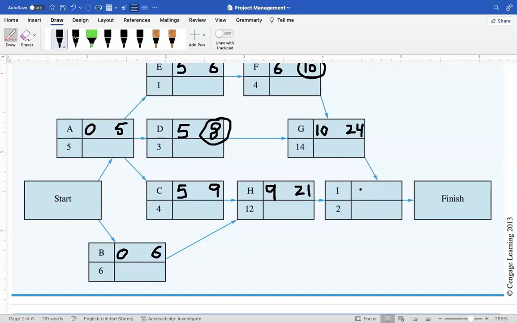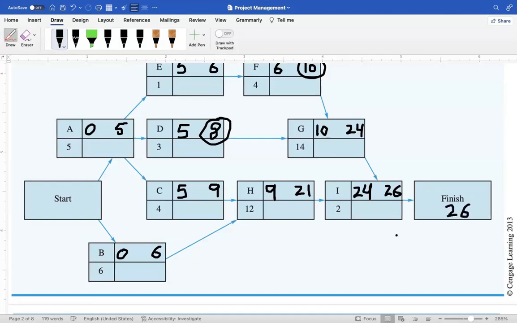So again, what we will write here? 21 or 24? Of course 24, because 24 is bigger than 21. So I will write here 24, which comes from activity G, and then it takes 2 weeks. So activity I starts in week 24 and it takes 2 weeks. So it means the time will be 26. And now we can say that this whole project will take 26 weeks.